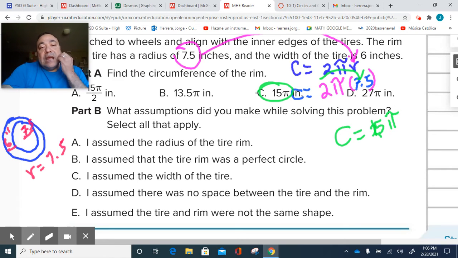And what assumption can we make while solving this problem, select all that apply? We can assume the radius of the... no, we did not assume that. We got it.